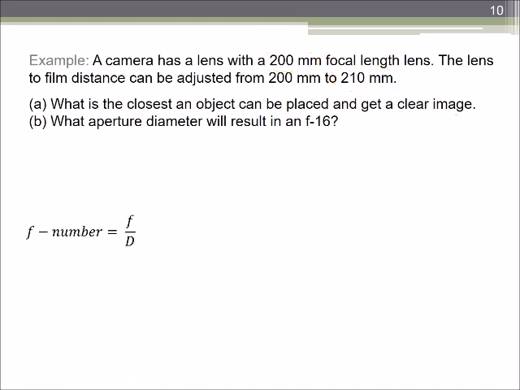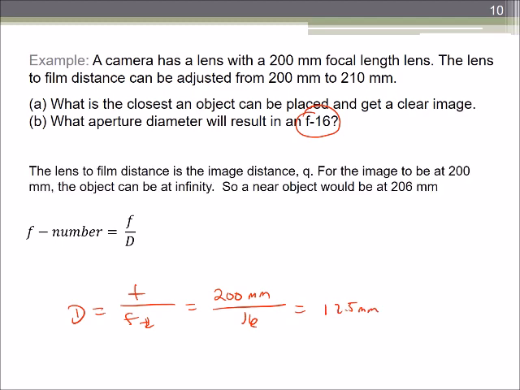Then what aperture diameter would result in giving this lens a rating of an f16? Well, we're going to look at our f numbers and rearrange it. So my diameter is equal to my focal length divided by my f number. That's going to be 200 millimeters over 16 equals 12.5 millimeters for that diameter.